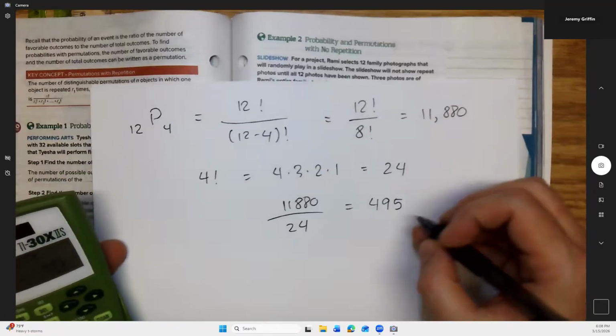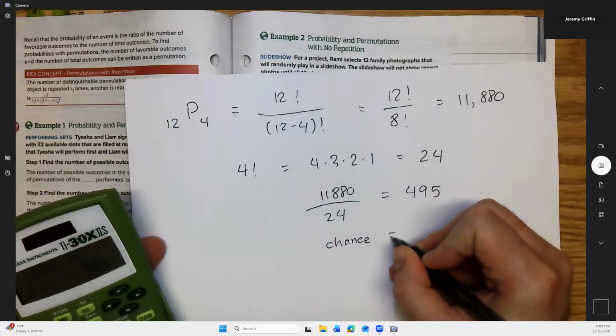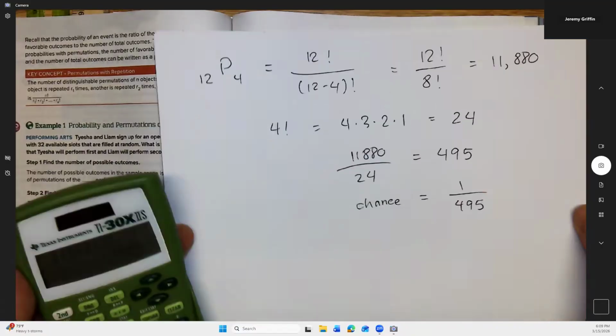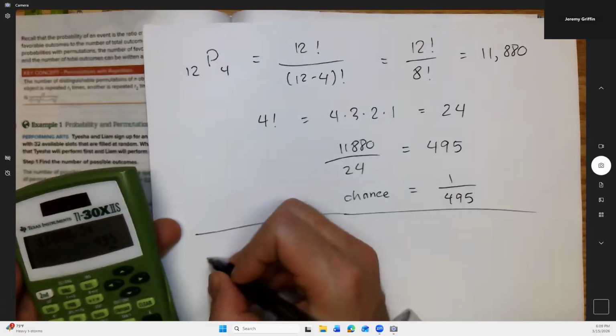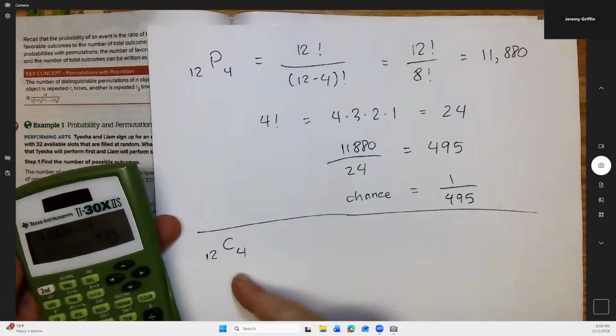Okay. So the chance or the probability of that happening would be 1 out of 495. Now, I would have taken this a different way. I would have just gone straight to combinations. I would say, well, this is really 12C4, for combinations, okay?